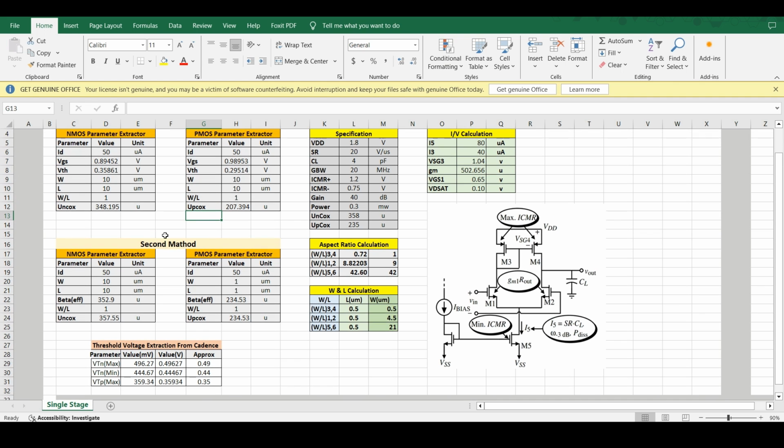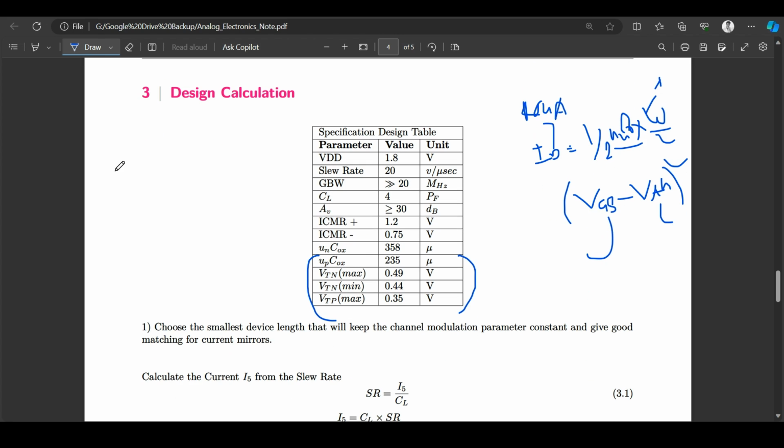Also, a second method is an easier method. As we know, in Cadence there is a parameter which is called the beta effective. Beta effective equals mu n Cox into W by L effective. So if I know the W by L, I can divide by W by L, and I easily calculate the mu n Cox.